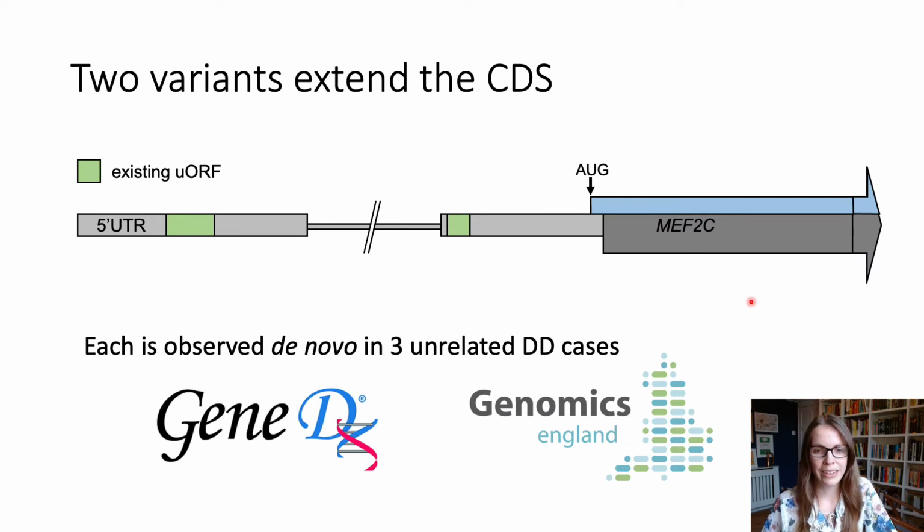The other 2 variants that we found in DDD actually create upstream AUGs that are in frame with the coding sequence of MEF2C. So if translation is initiated from this upstream AUG, it will create an elongated protein extended by 3 and 9 amino acids respectively. And each of these variants we actually observed on 3 separate occasions, all de novo in unrelated patients across the DDD project, a larger dataset from GeneDx, and the Genomics England 100,000 Genomes project.